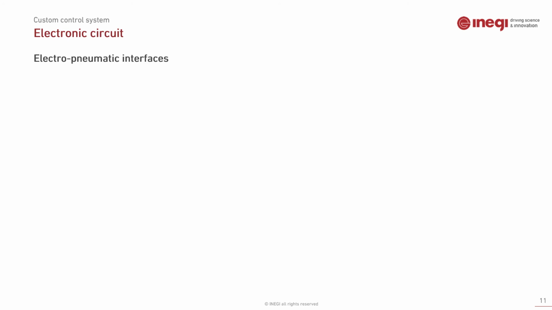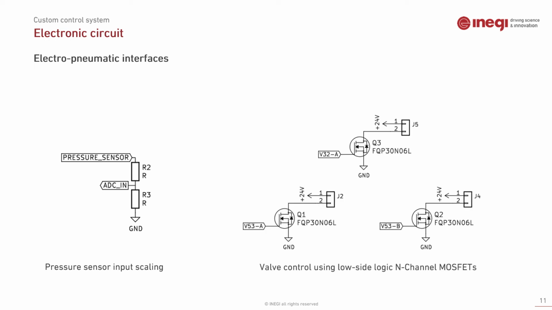The electropneumatic interface is very simple. The chosen pressure sensor includes an analog output from 0 to 10 volts, which only has to be scaled to the microcontroller's 0 to 5. The valve control is made using logic N-channel MOSFETs positioned on the low side in order to be controllable with 5V TTL inputs.